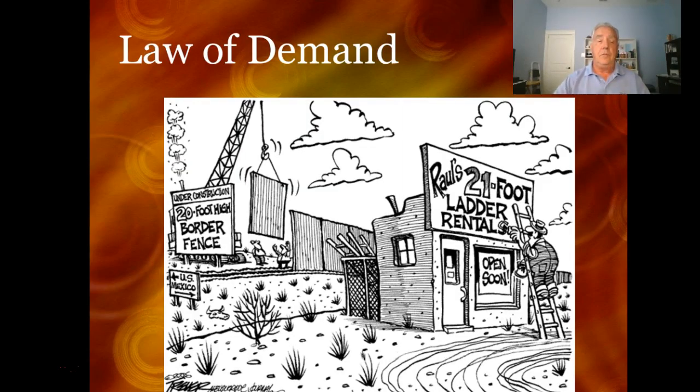That's a repeat. Okay, law of demand. Here's an enterprising young man on the other side of the border. We put up a 20-foot border wall, and people can no longer migrate or sneak into the United States because we've got a 20-foot wall. On the other side of the wall, there's an entrepreneur saying, Ralph's 20-foot ladder rentals, 21 foot, 1 foot higher than the wall.